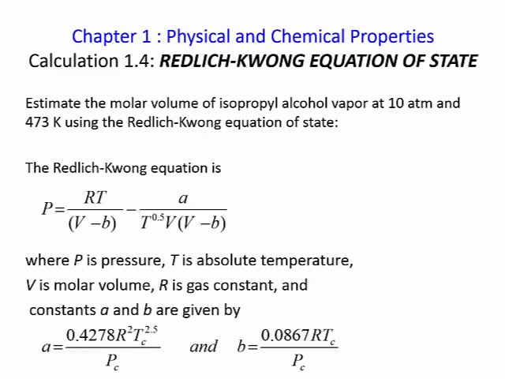The Redlich-Kwong equation of state is given by this equation, where P is pressure, T is absolute temperature, and V is molar volume. Also, R is the gas constant. There are two parameters, small a and small b, in terms of critical temperature Tc and critical pressure Pc.